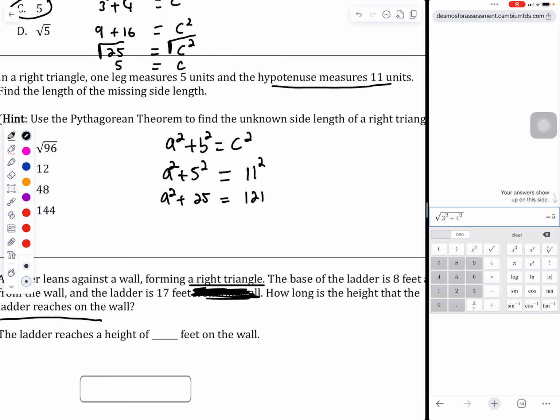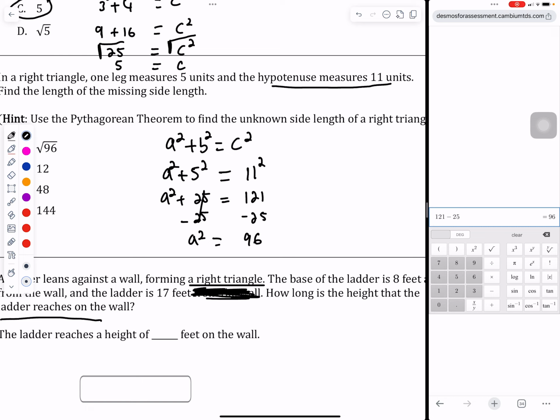A to the second. All right, now I'm going to solve for A. Minus 25 on both sides, minus 25 on both sides. This is going to cross out. Do an inverse operation. A to the second is equal to, you grab your calculator, 121 minus 25 is equal to 96.